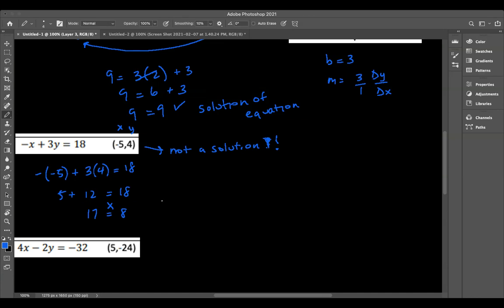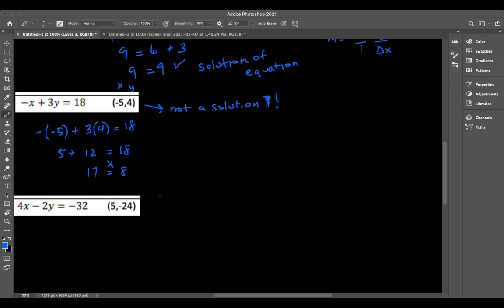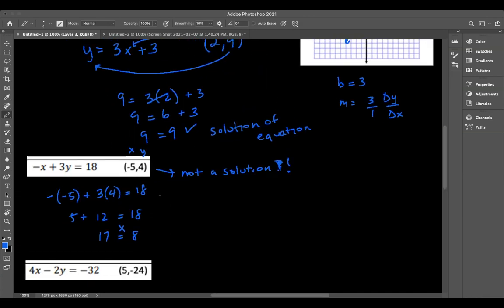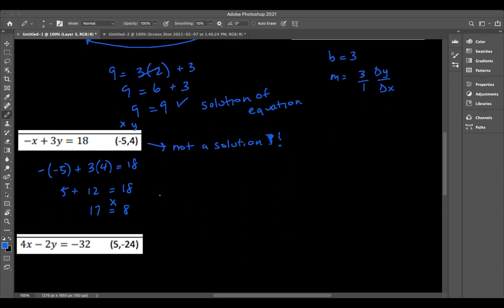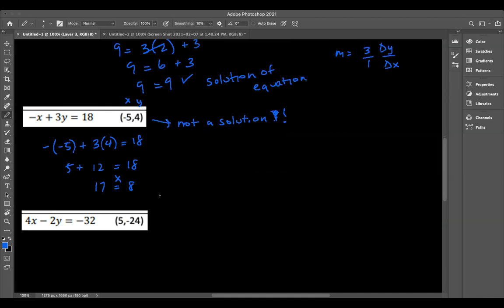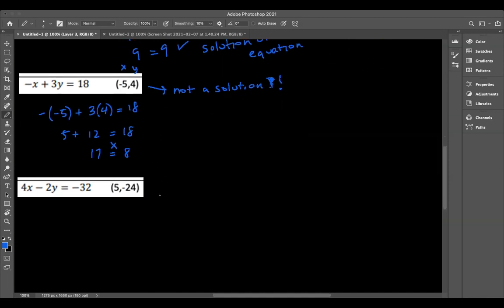All right, and that's all you have to do. Basically, just plug the values into the equation, solve, and see if it's actually equal to the value on the right hand side. If they are, then it is a solution. If it's not, it's not. What I'm saying is that if it's not a solution, it's not on the actual line, so that coordinate point is not on the line. All right, so let me do another one so we can see it again.